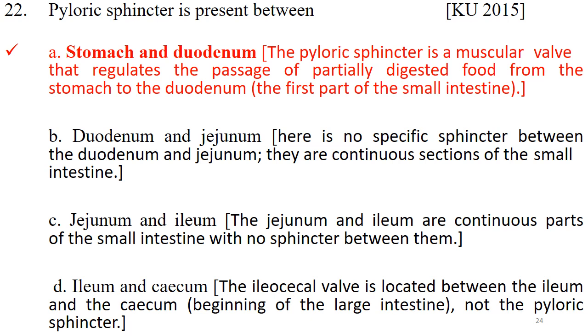stomach to the duodenum. And option B, duodenum and jejunum, is incorrect because there is no specific sphincter between the duodenum and jejunum. They are continuous sections of the small intestine. Option C, jejunum and ileum, is also incorrect because the jejunum and ileum are continuous parts of the small intestine with no sphincter between them. And option D, ileum and cecum, is also incorrect because the ileocecal valve is located between the ileum and the cecum, but not the pyloric sphincter.